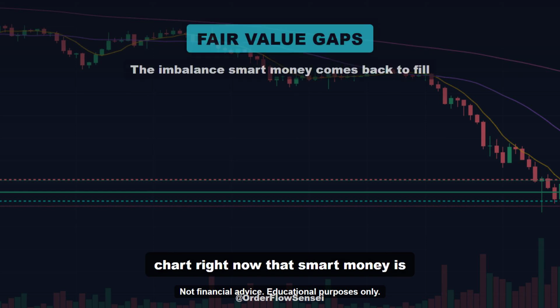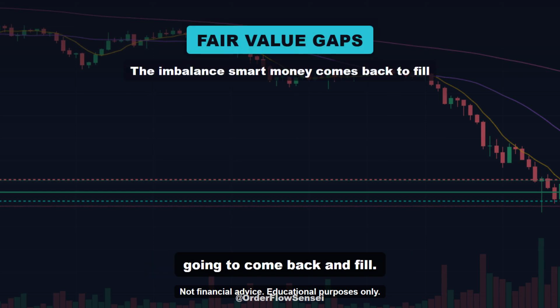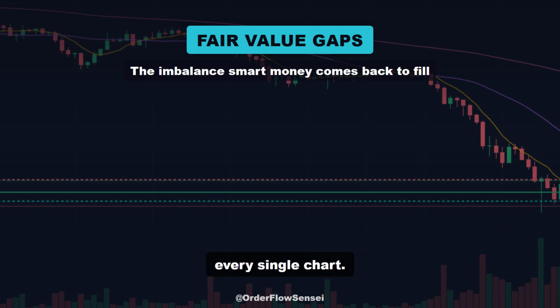There is a gap on the Bitcoin chart right now that smart money is going to come back and fill, and most traders cannot even see it. It is called a fair value gap. Once I show you how to spot one, you will start finding them on every single chart.